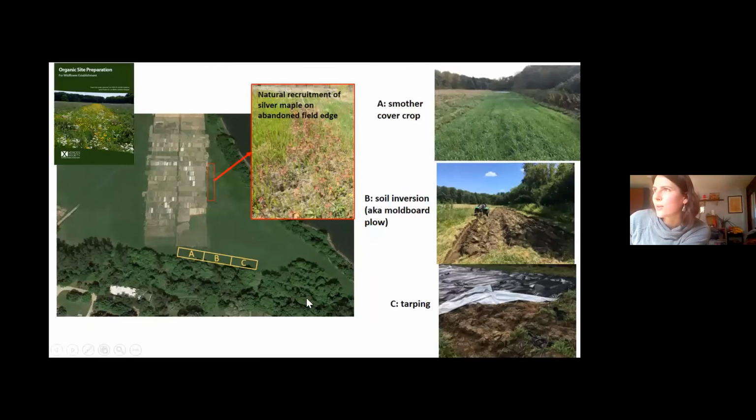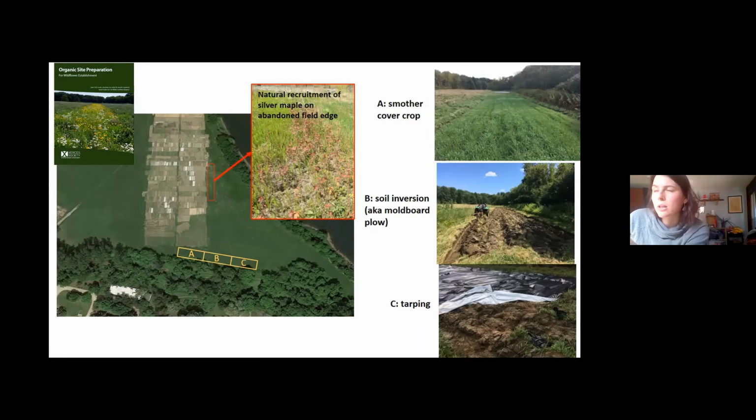Okay, so now we're pivoting to the smaller site at the Ethan Allen Homestead. This was a much simpler design. Like I said, we're using the Xerces Society reference to look at some different techniques for organic site preparation. So this property is managed by the Winooski Valley Park District and the New Farms for New Americans.